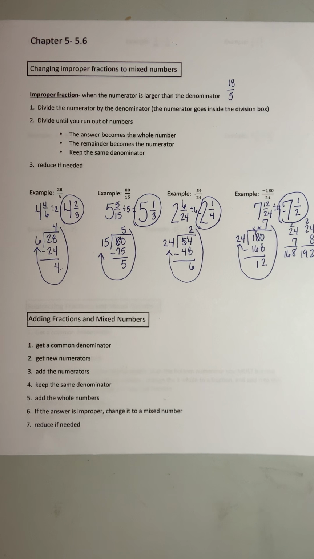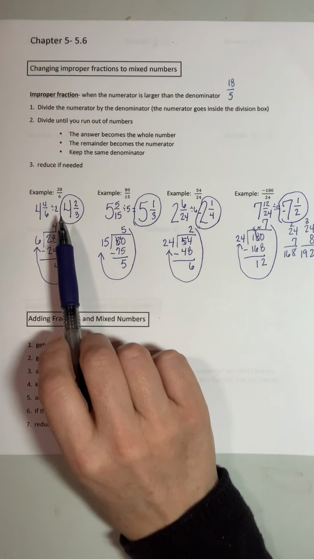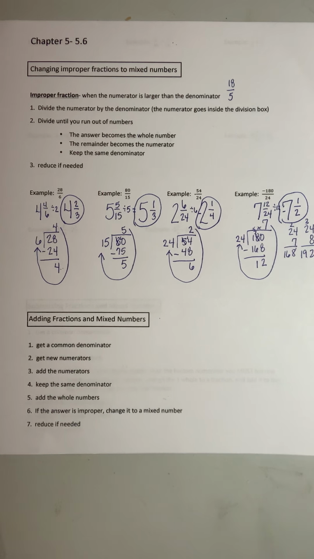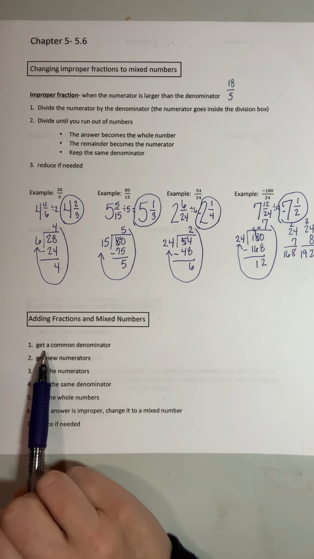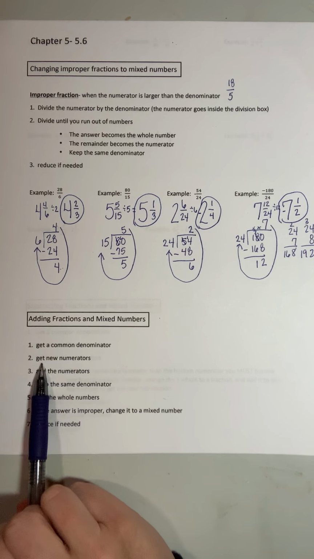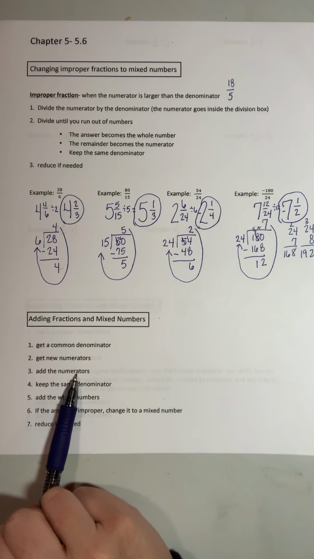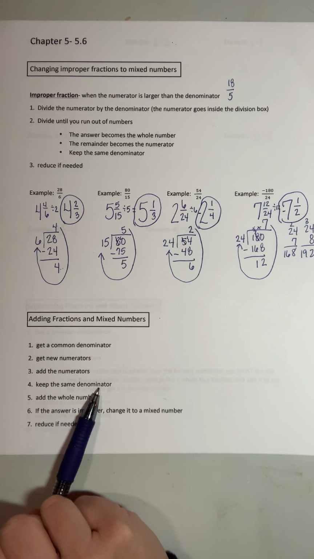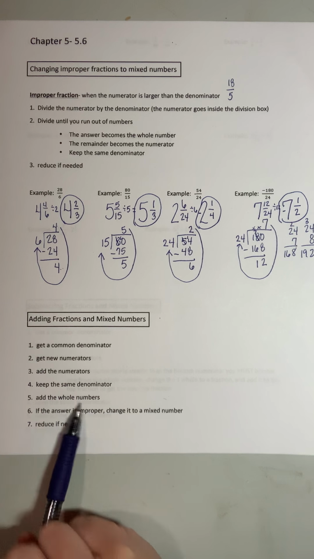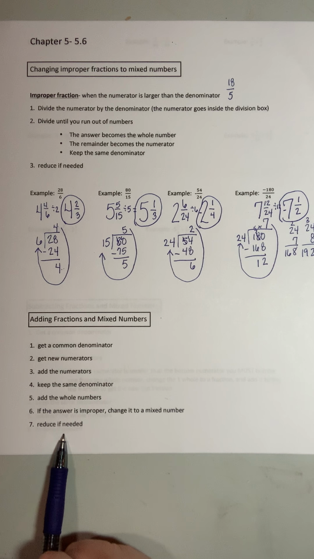Okay, let's talk about adding fractions and mixed numbers. Mixed numbers are the ones that look like that. First thing you have to do is get a common denominator. Once you get a common denominator, you have to get new numerators. Once you get all of that done, you add your numerators, you keep the same denominator, you add the whole numbers, change it to a mixed number if it came out improper, and always reduce.